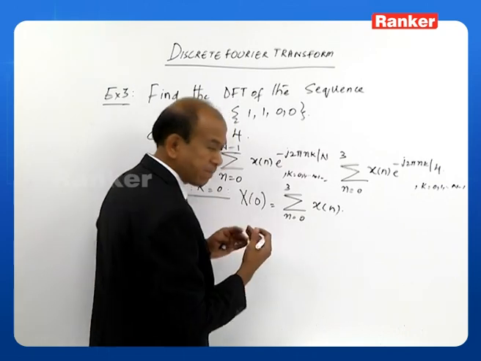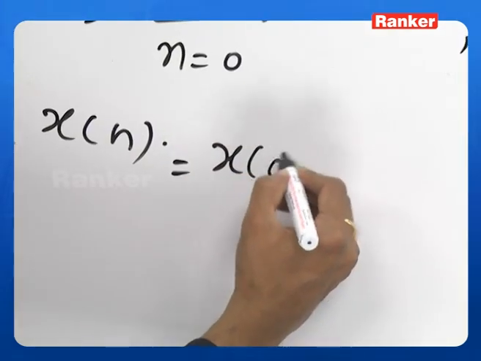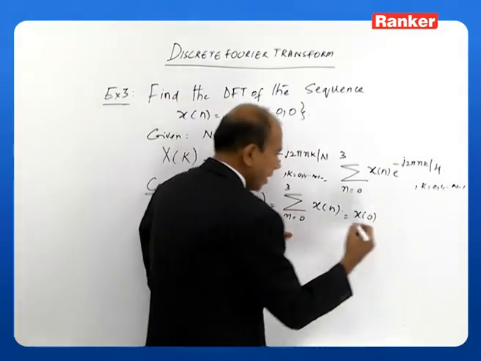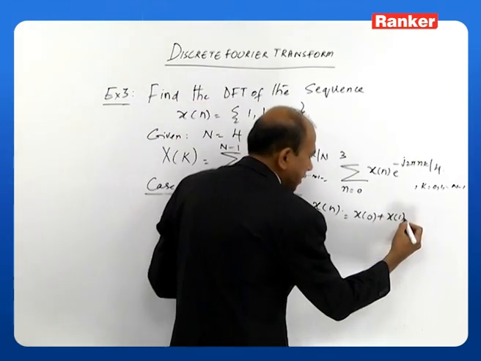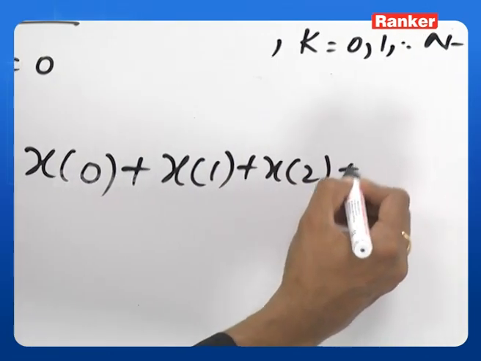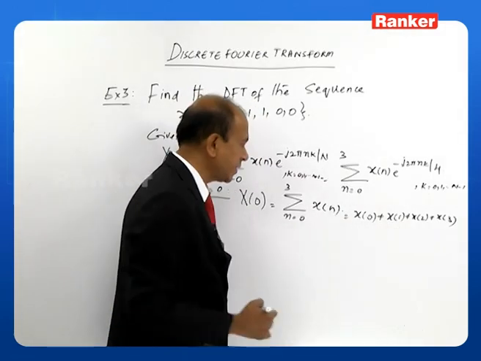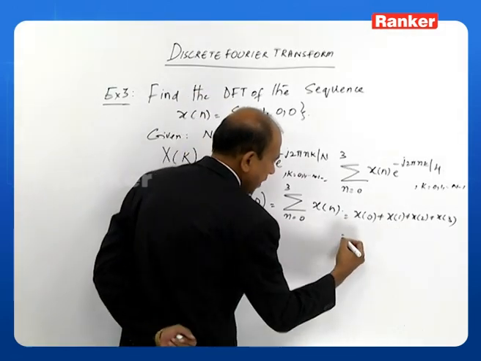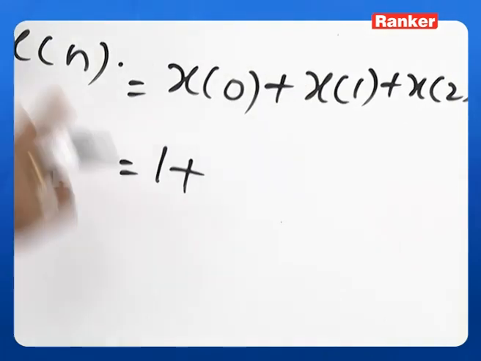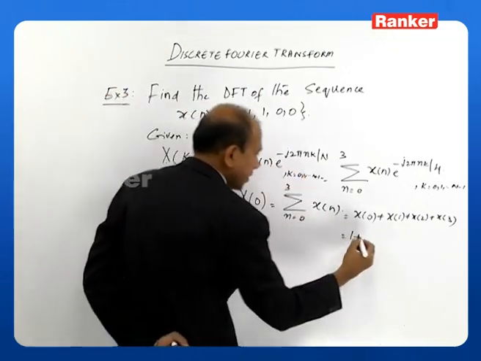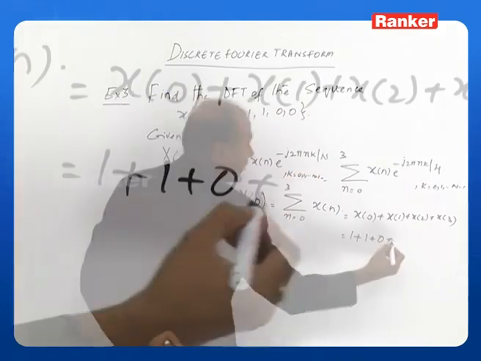So now let us expand this. I'll say this is x of 0, n is equal to 0, plus summation, isn't it? x of 1, the second case, plus x of 2 plus x of 3. So how much is this? x of 0 is how much here? 1. x of 1 is how much? 1. Okay, x of 2 is 0. There is 0 here and this is also 0.